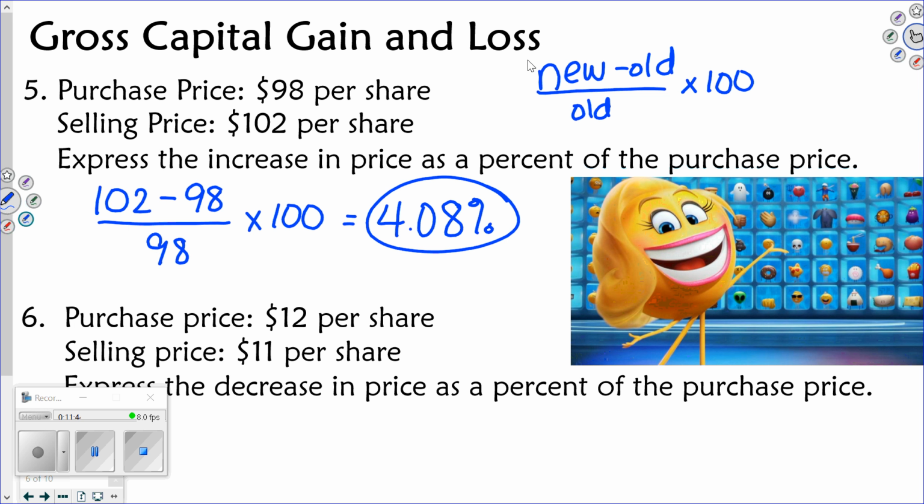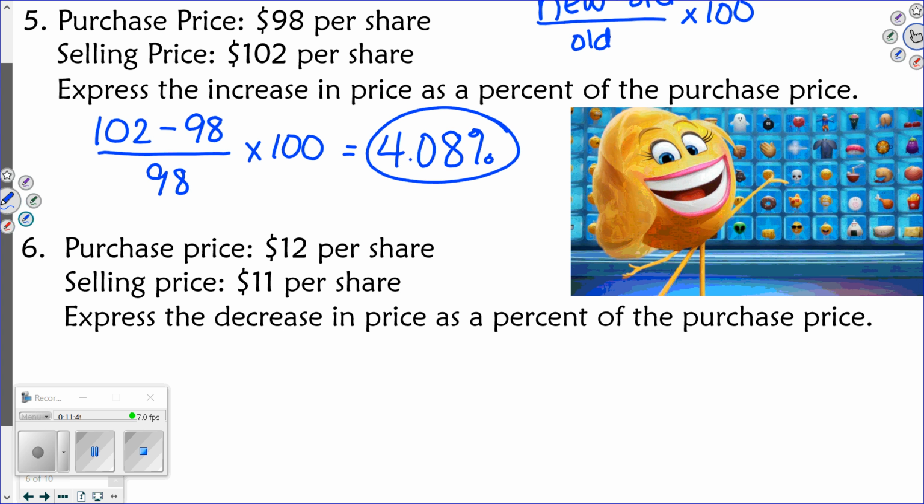All right, number 6, purchase price, $12 per share. Selling price, $11 per share. Gain or loss? That's a loss. All right. So what's the new? 11. The old then is 12, divided by 12 times 100. So at any point in this chapter, when I'm asking you for percentages about change in percent and whatnot, I'm always looking for this formula. So it's the same one every time. So what percent did this one drop? 8.33%.